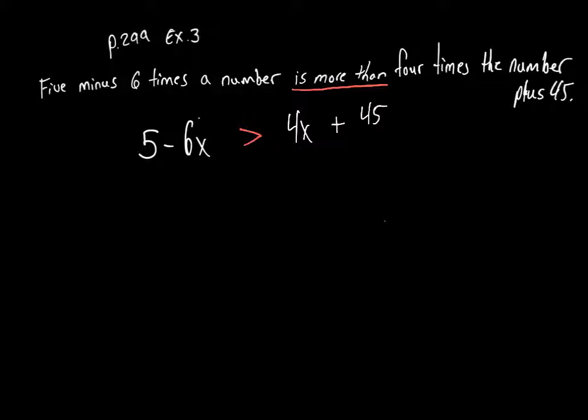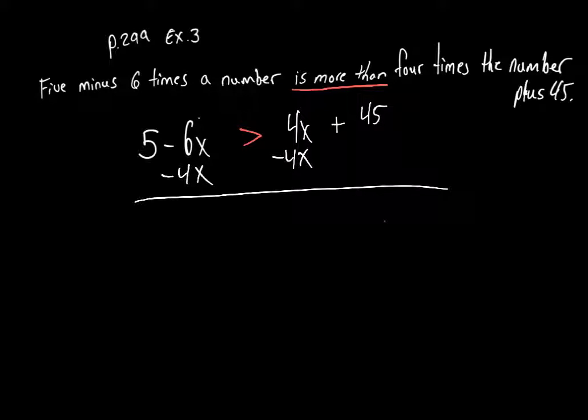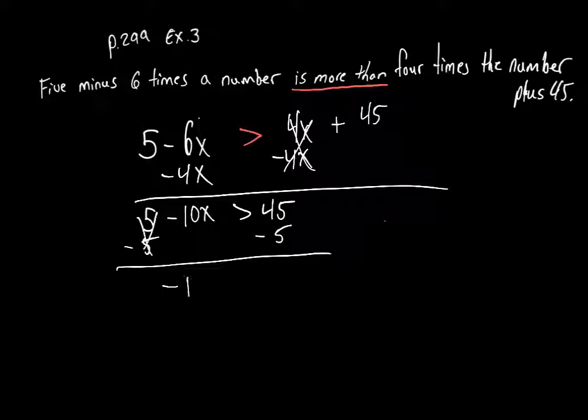So to solve it, I want to get the variables, the x's, on the same side. So I'm going to minus 4x, and I'm going to cross that out. Negative 5x minus 4x is negative 10x. Bring down the 5. What do you think we should do from here? Probably minus 5, cross this out. Bring down the negative 10x. Then we have 45 minus 5, which is going to be 40.